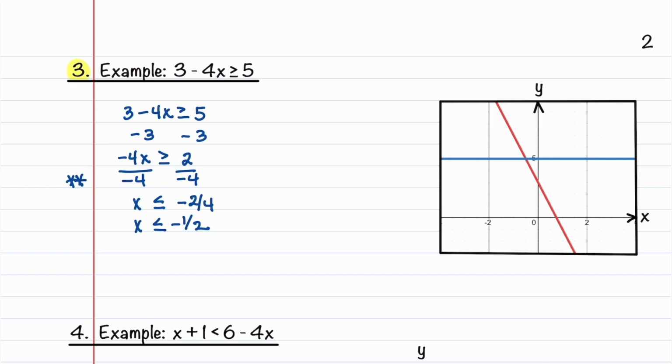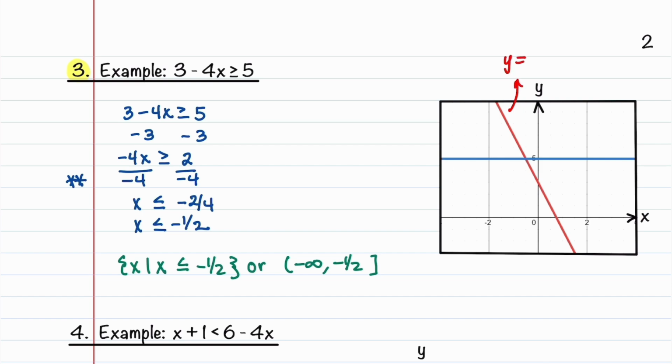Writing our solution in set notation, we have x such that x is less than or equal to minus 1/2. Or we can write it in interval notation and go from minus infinity to minus 1/2 with a closed bracket at minus 1/2. Now let's look at our graph. Our red graph is our 3 minus 4x.